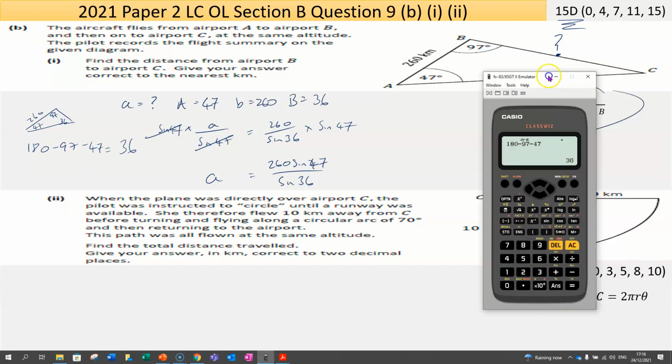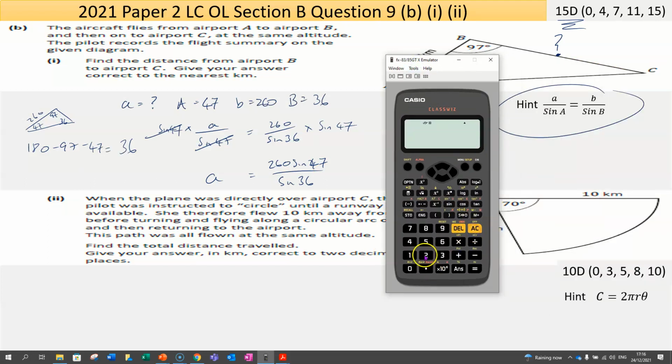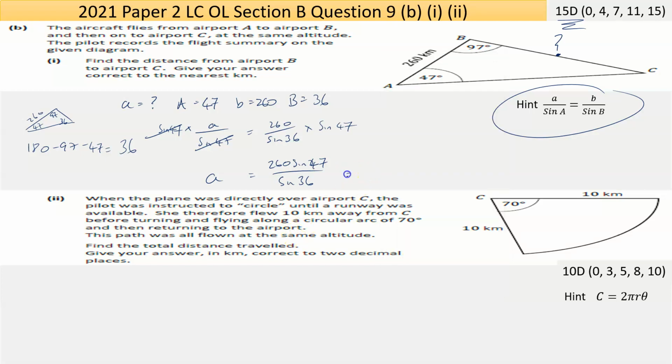Let me just illustrate this. I'm going to program this even without having gone that line there. So 260 over sine 36. Now, if I want to multiply by sine 47, close brackets, I end up with what? 323.5. Now it says to the nearest meter.